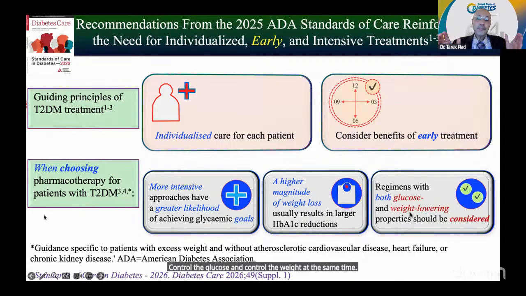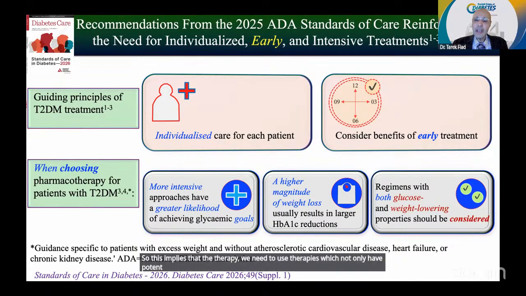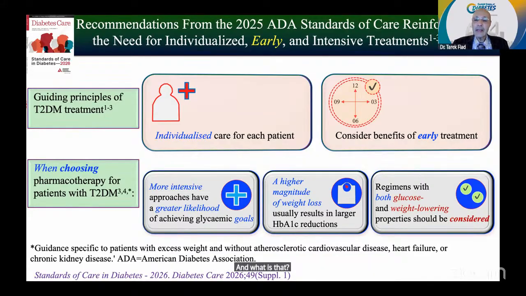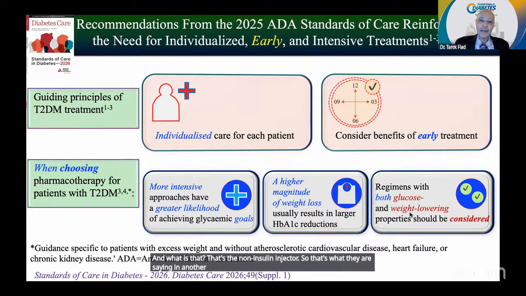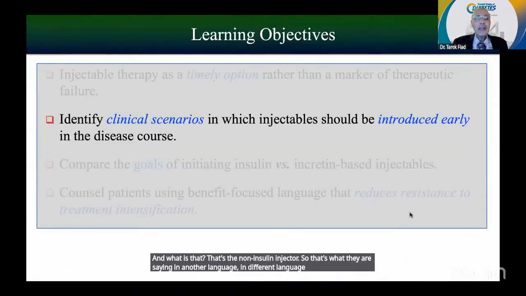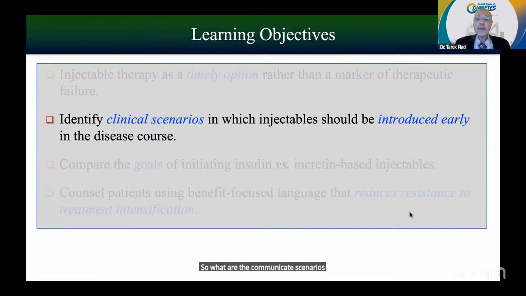So this implies that we need to use therapies which not only have potent HbA1c reduction, but also meaningful and significant weight reduction. And what is that? That's the non-insulin injectable. So that's what they are saying in a different language. So what are the clinical scenarios in which injectables should be introduced early in the disease process?